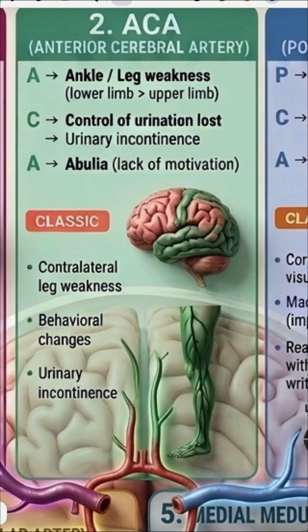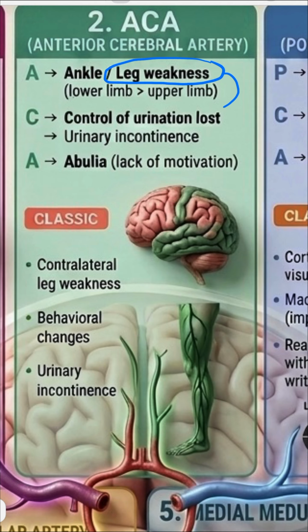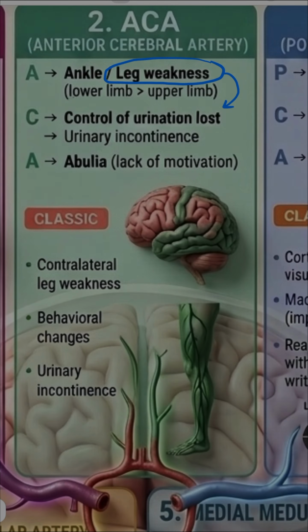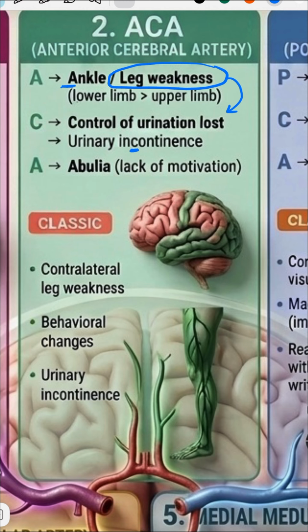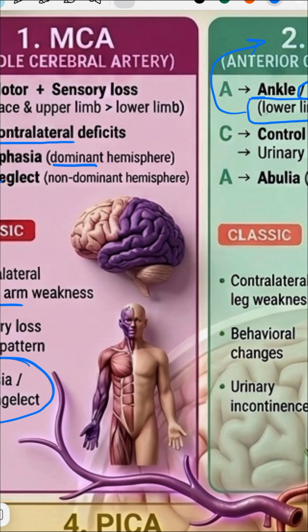Anterior circulation strokes present to you typically with leg weakness along with loss of control of urine, that is urinary incontinence. So lower limb involved more than upper limb points towards anterior circulation stroke, whereas upper limb involvement more than lower limb points towards the middle cerebral circulation stroke.